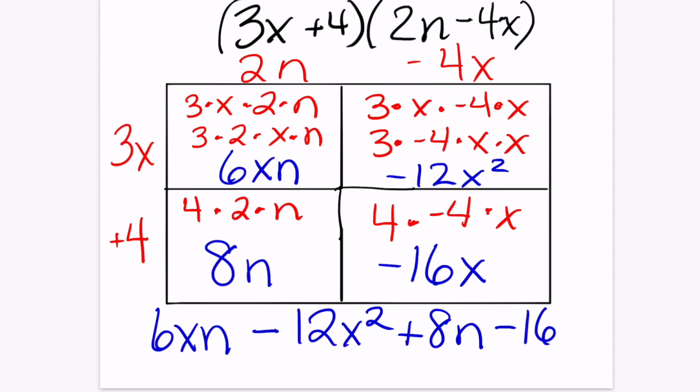8n minus 16x. I'm going to just take one look to make sure that these terms, they're all different. Notice none of them can be combined, none of them can be simplified. So I'm just double checking that I can't combine any more like terms.